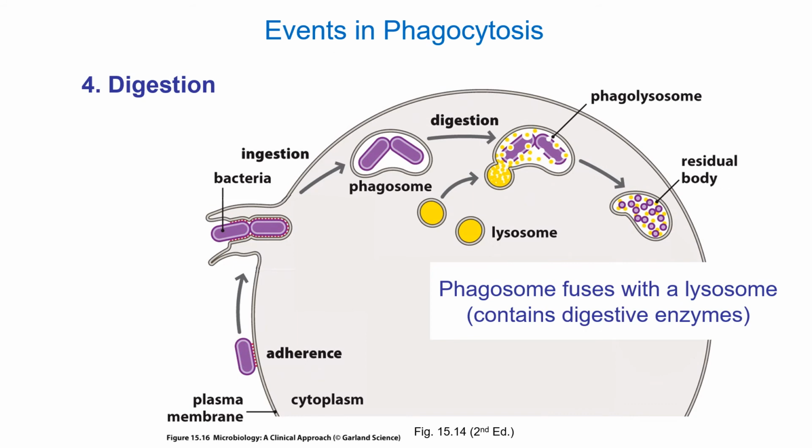Then it gets digested, so this organelle here is called a lysosome. We talked about that in the first week of classes. It contains enzymes, and those enzymes are basically put into the phagosome, and they digest whatever's in there. And so you end up with some broken down products.